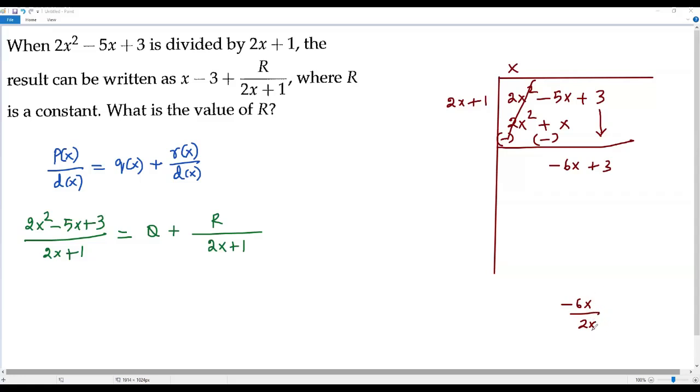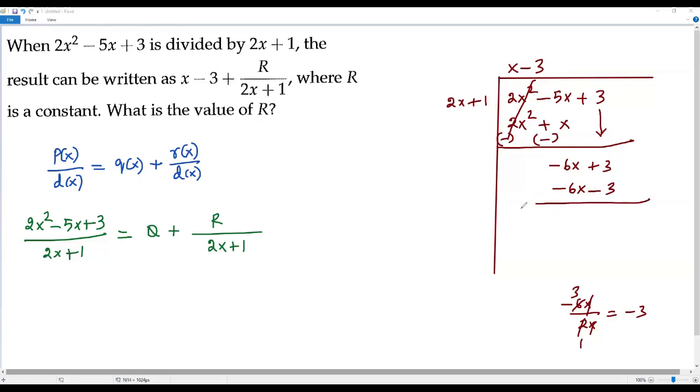Anyways, when I divide negative 6x by 2x, the x cancels. 2 goes into 2 one time, and 2 goes into 6 three times. So I'm getting negative 3. That negative 3 should be written over here. Now I have to multiply the complete divisor 2x + 1 by negative 3. When I multiply 2x by negative 3, I'm getting negative 6x. When I multiply positive 1 by negative 3, I'm getting negative 3.